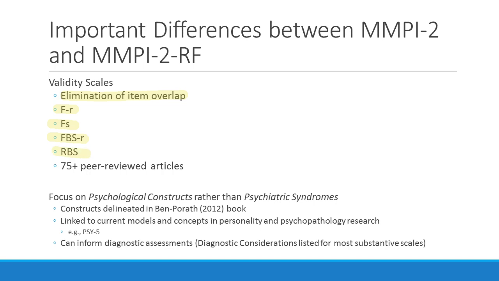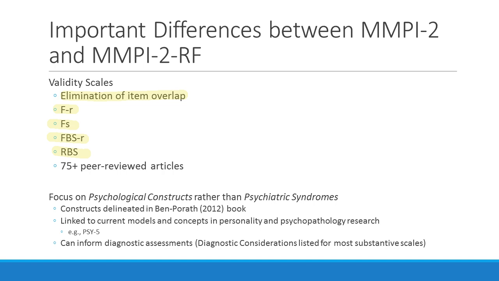The RBS is the response bias scale, also new to the MMPI-2-RF, developed by Roger Gervais and colleagues. This scale consists of items that differentiated individuals who failed so-called performance validity tests in forensic disability evaluations from those individuals who passed such tests. And it's essentially a measure of exaggerated memory complaints.